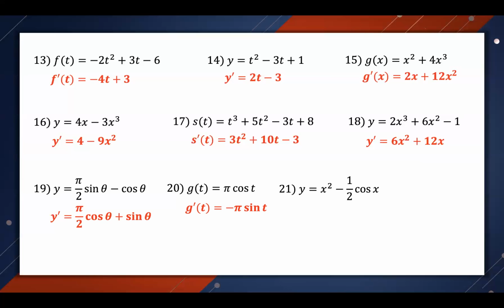For 21, y equals x squared minus 1 over 2 times cosine x, and we separate it as two functions and two differentiable equations. The derivative of x squared equals 2x, and for minus 1 over 2 times cosine x, the 1 over 2 will be kept, and the derivative of cosine x will be negative sine x, so y prime equals 2x plus 1 over 2 times sine x.